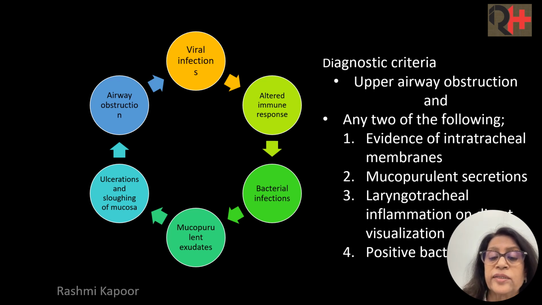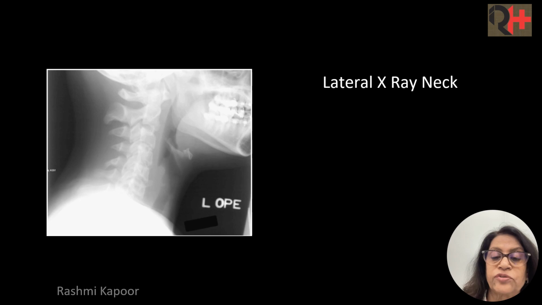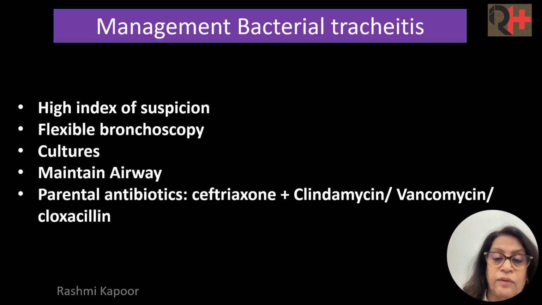The diagnostic criteria are upper airway obstruction and any two of the following: evidence of intratracheal membranes or mucopurulent secretions, laryngotracheal inflammation on direct visualization, or positive bacterial culture. If we do a lateral x-ray, we'll see tracheal lumen narrowing and irregularity of the lumen. Of course, there should be a high index of suspicion. You can diagnose it only by flexible bronchoscopy and cultures.